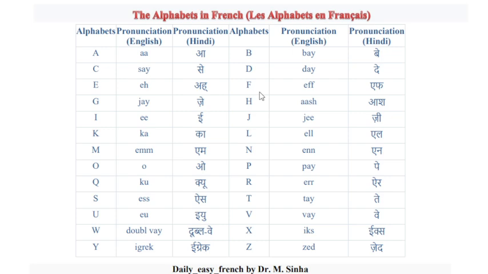Okay. Now alphabet G. J. Repeat again. J. Very good. Alphabet H. Ash. Repeat again. Ash.